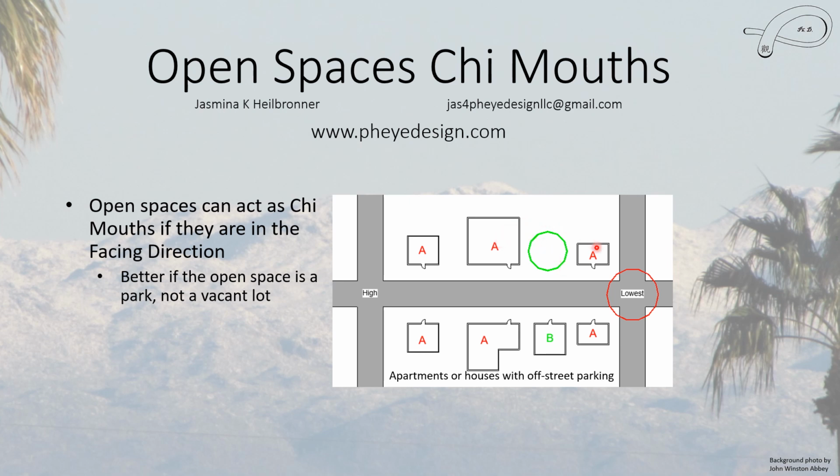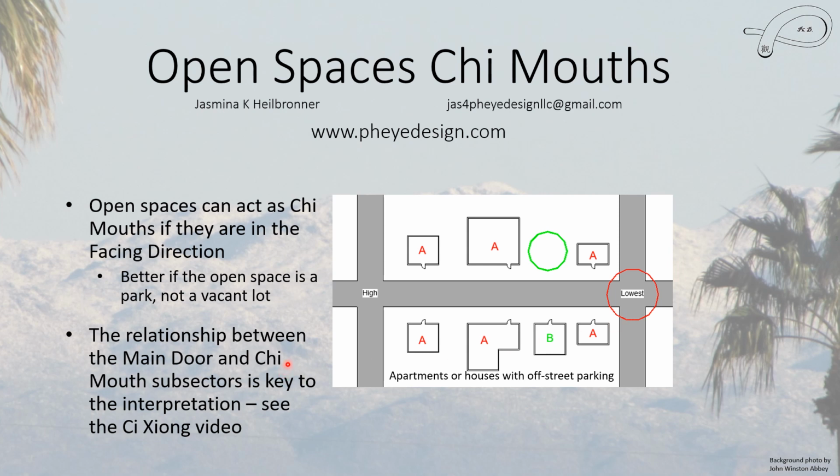Building A, and these two buildings right beside it, might be able to use this. But in general, this is the one that we clearly can use. And unless they had the main door facing the open area, I don't think you would use this as a chi mouth for them. But they have this one.